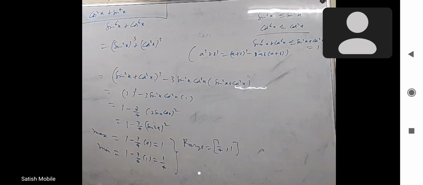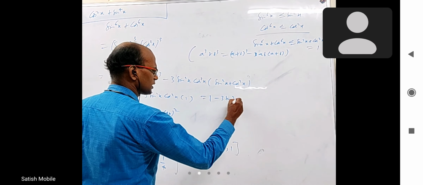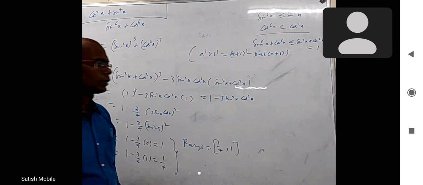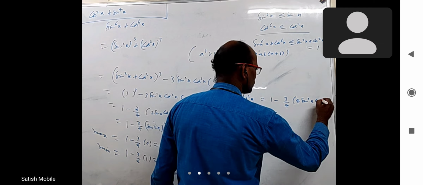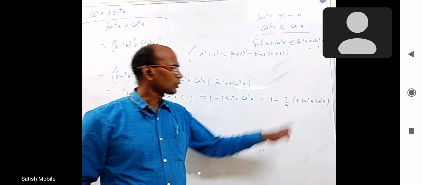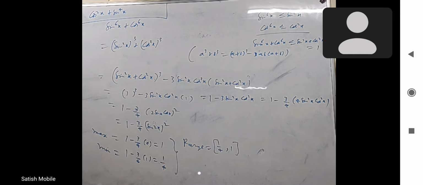If anybody is not able to understand a particular step, please tell me, I will explain. First of all, this is 1 minus 3 sin square x cos square x. Correct? Now, 1 minus 3 by 4 times 4 sin square x cos square x. Now, this 4 sin square x cos square x, I wrote it as (2 sin x cos x) whole square.